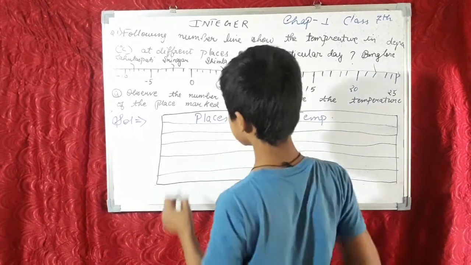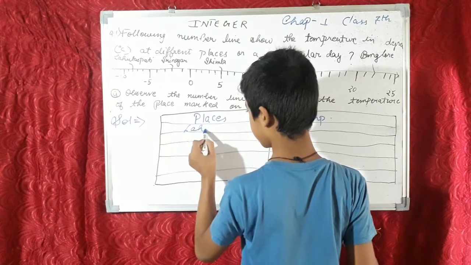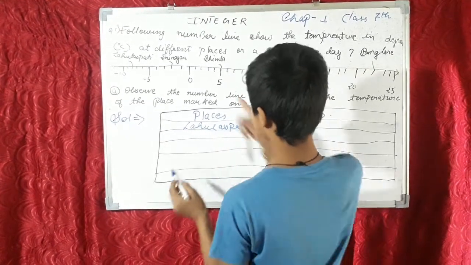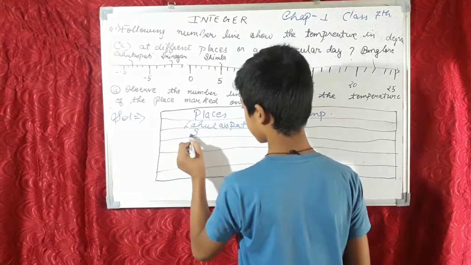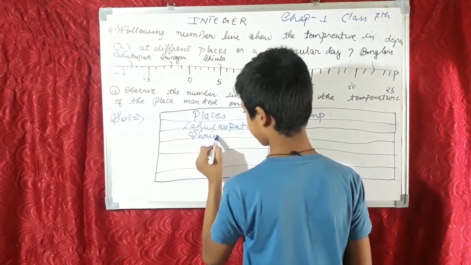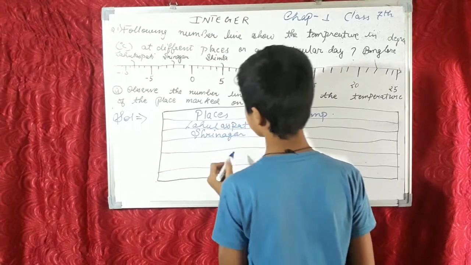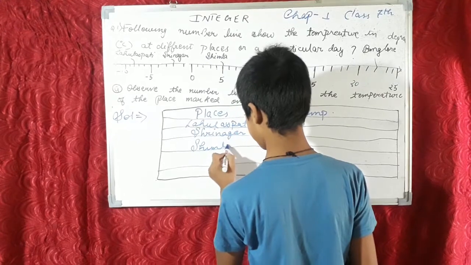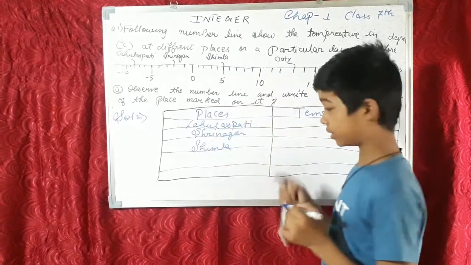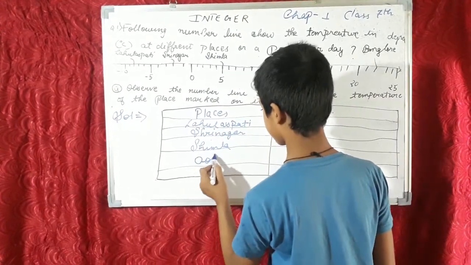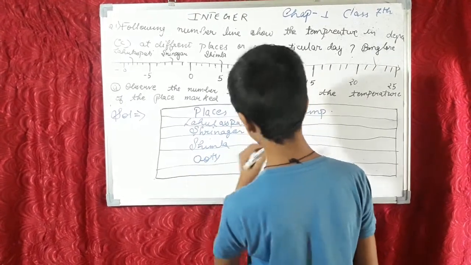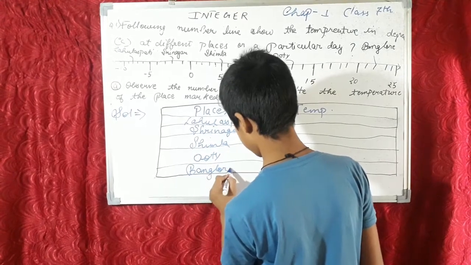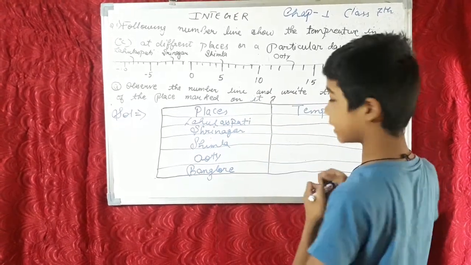Then places: first is NCERT. Then we will write here Srinagar. Good. Then we will write here Shimla. Then we will write here Ooty. Okay. Then what we will write here? Bangalore. Okay. Then what we have to write here? Then we will write here temperatures.